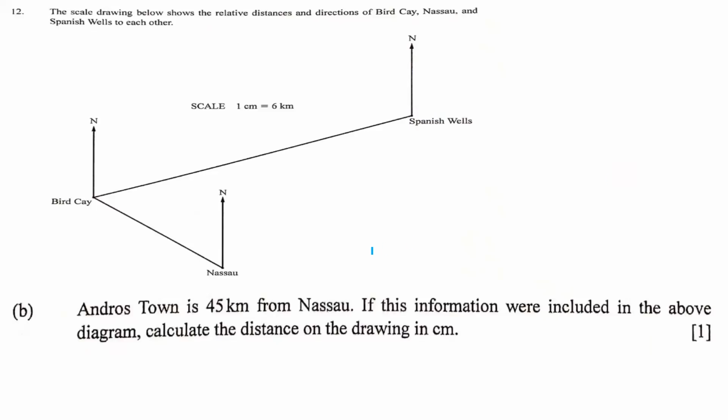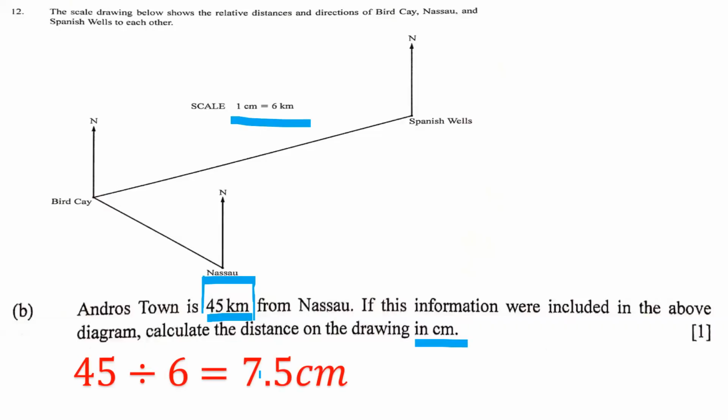It says Andros is 45 kilometers from Nassau. If this information were included in the above diagram, calculate the distance on the drawing in centimeters. So here's the thing. They gave us kilometers and they want us to convert it to centimeters. What do we know? Well, we know that 1 centimeter is equal to 6 kilometers. So if we get 45 kilometers, how many centimeters would that be? Well, we just have to divide. We divide 45 by 6, and that gives us 7.5 centimeters. And so our answer for this one is 7.5 centimeters.